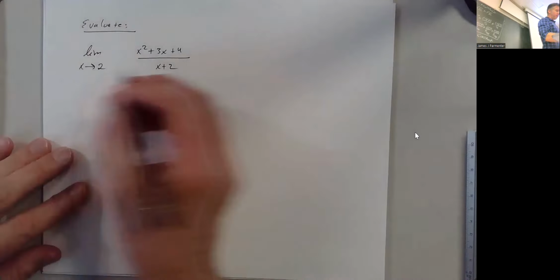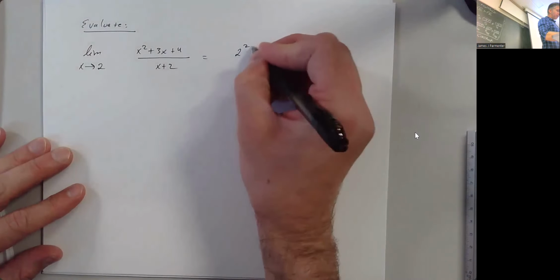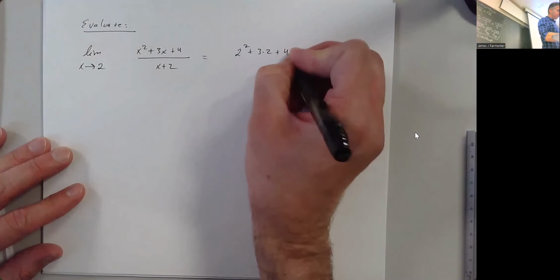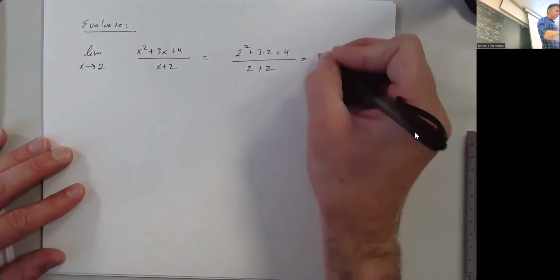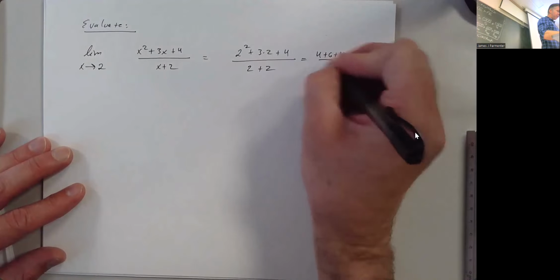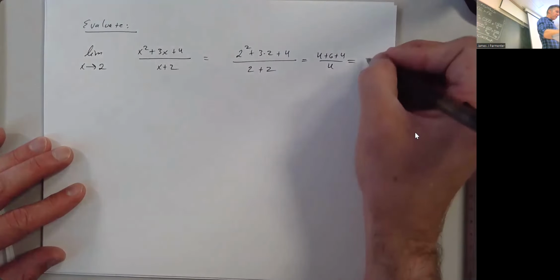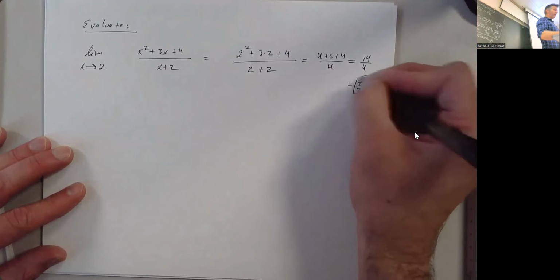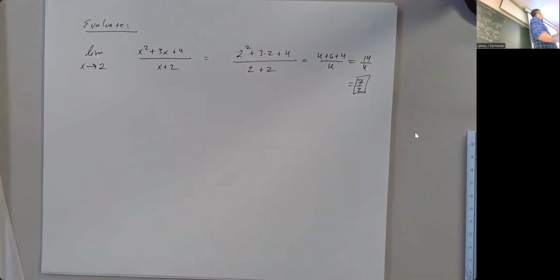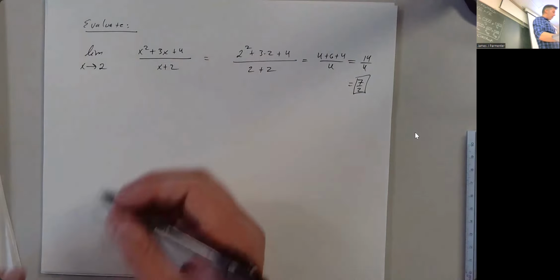Because if we plug in 2 here, I'm going to get 2 squared plus 3 times 2 plus 4 over 2 plus 2, which is 4 plus 6 plus 4 over 4, which is 14 over 4, or 7/2. Or 3.5 if you like a decimal, but I don't really like a decimal, so I'm leaving the 7/2. That's our answer. We're done. That is the limit as x approaches 2. No other thing to do, really.